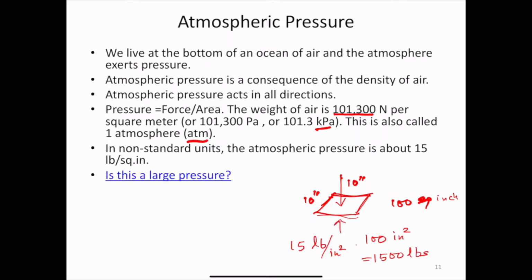You have the same 1500 pounds of force acting from the other side. And since you have the same force acting from both directions, the net force on this is zero, and so we don't notice it. Okay, so that is what I meant when I said that we don't ever notice the atmospheric pressure just because the atmospheric pressure is everywhere around us, right? So it's only when the pressure becomes different from atmospheric that we begin to notice it.